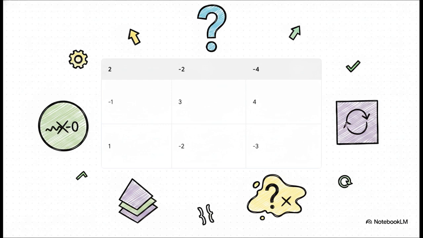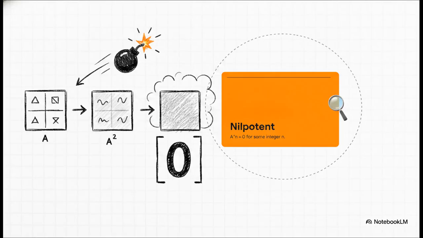Now, the exam gives us a multiple-choice challenge to classify this exact matrix. We've got 4 possible identities to choose from. Is it nilpotent? Is it involutory? Is it idempotent? Or is it none of the above? Okay, so what do these terms actually mean? Let's break down our suspects, starting with the nilpotent matrix.